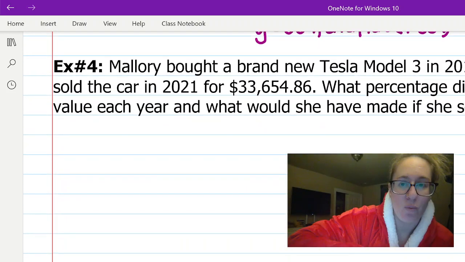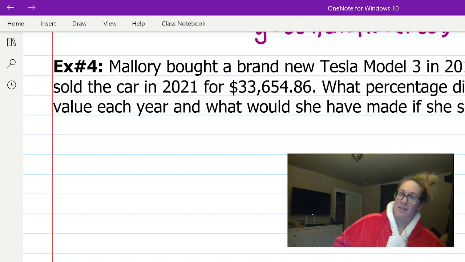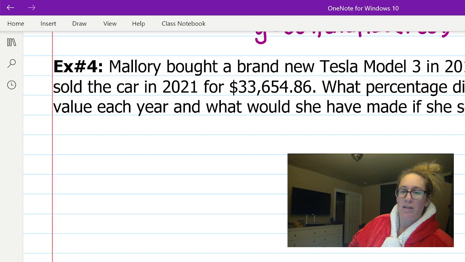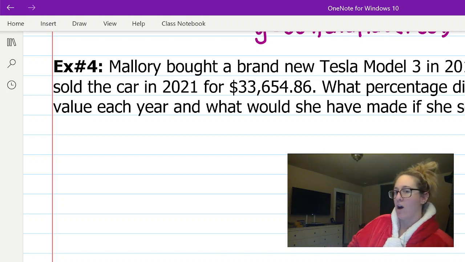Last but not least, we have example number 4. This is actually what I thought was the last example, but I didn't know that there was a number 3 in there. But this one's a little bit different. So I actually want you guys to try this on your own and then see how you do.